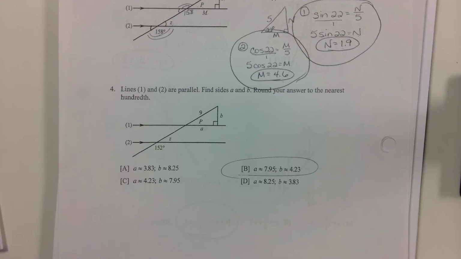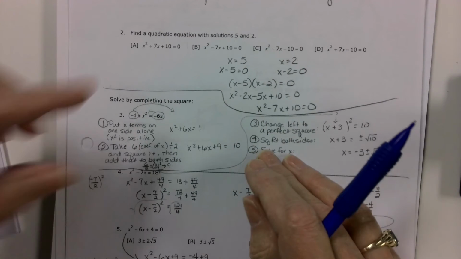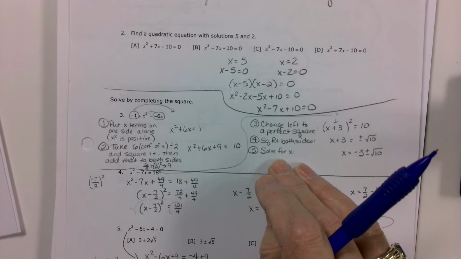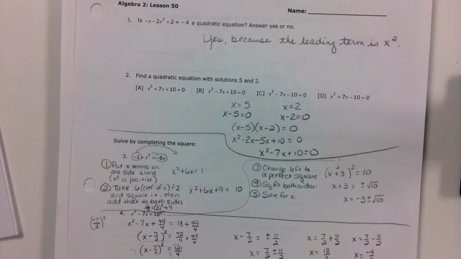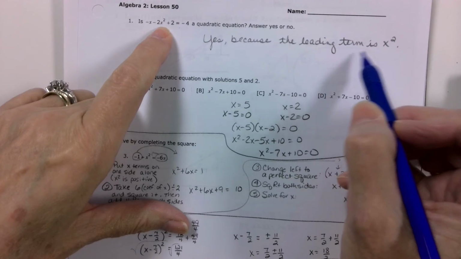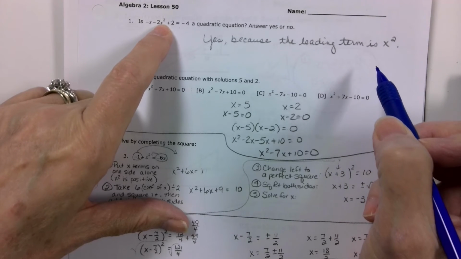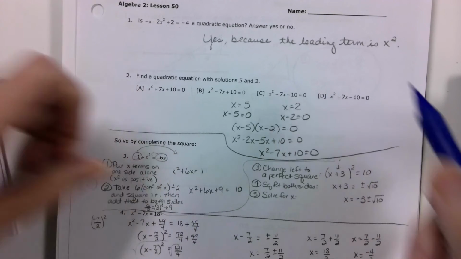Okay, let's look at 50. In lesson 50, it starts off by saying, is this a quadratic equation? Well, you have to know what one is in order to know if it is or not. Oh, yeah. Sorry, you can't see it. There you go. And the answer is yes, because anything that has the leading term x squared is a quadratic equation. The leading term is the highest exponent. So this is a quadratic equation.